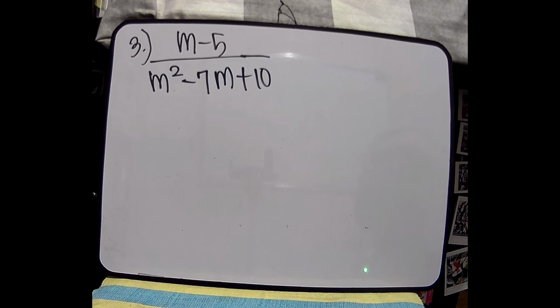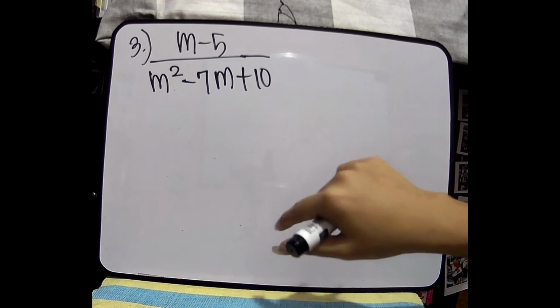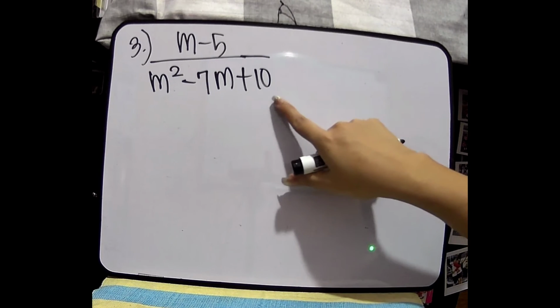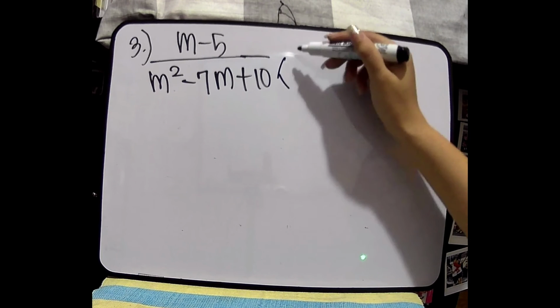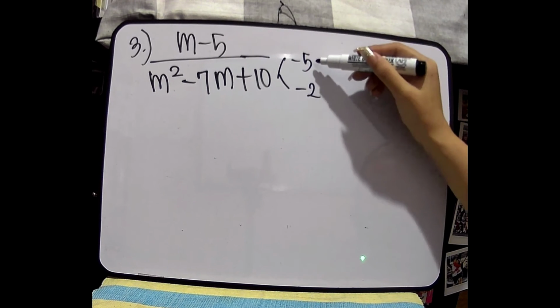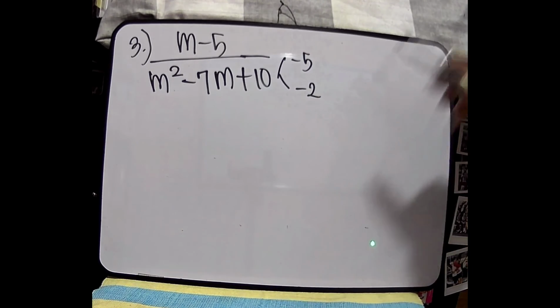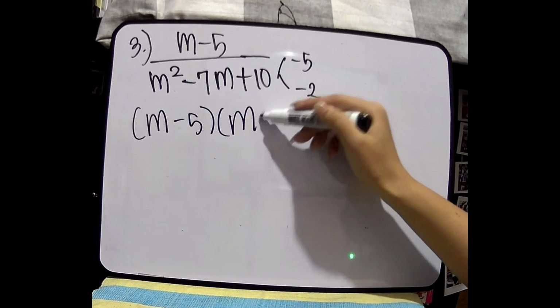So sabi nga, check kung factorable yung denominator. So m squared minus 7m plus 10. This is by trial and error, pero mas madali kasi yung dulo lang i-factor natin to get the sum in the middle. So ano do factor ni 10, that will give us the sum of negative 7? Definitely that will be negative 5 and negative 2. Kasi negative 5 times negative 2 is positive 10, and negative 5 plus negative 2 will give us negative 7. So sulat lang natin in factored form: m minus 5 and m minus 2.